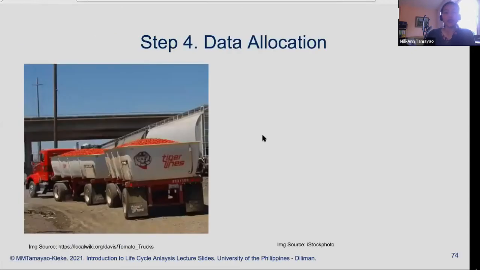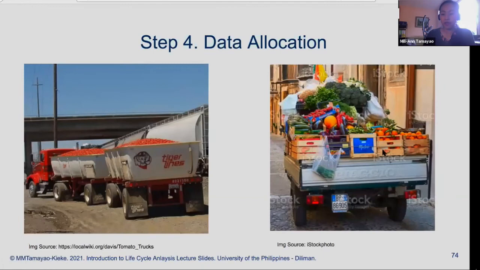After validation, the next step is data allocation. So let's look at this. It would be nice if, say, in the transportation process of an LCA of tomatoes, it would look like this. The only product that is being transported is tomatoes. However, what if the transportation process looks something like this? You have to be able to take into account the other co-products of this transportation unit process. Therefore, the need for data allocation. More on this later on in the course.